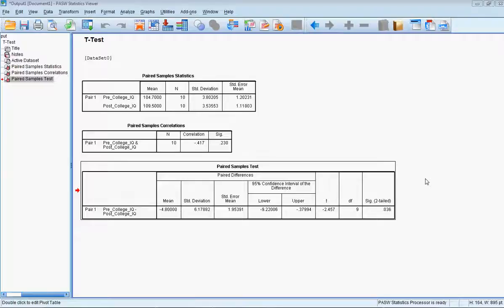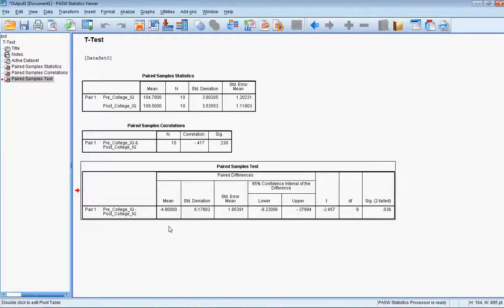Another way to interpret the difference is to look at this box in the third table. It says mean. This tells us the difference between these two means, simple subtraction. If it's negative, that means that mean 2 is bigger than mean 1. And we can see that's the case. Mean 2 is bigger than mean 1. We can also look at the sign of the t-score, which is going to be the same as the sign of the difference between means.